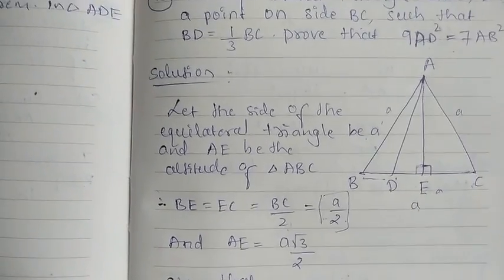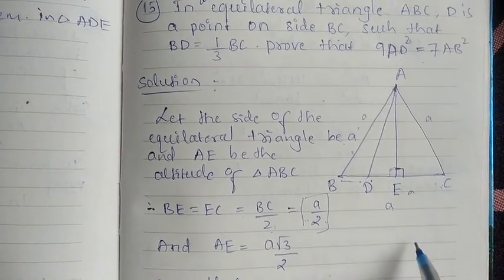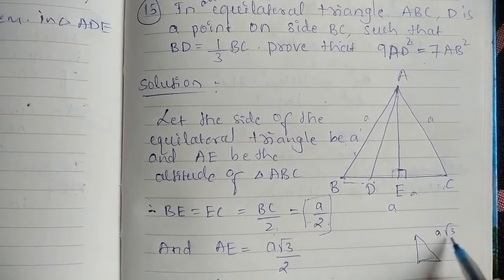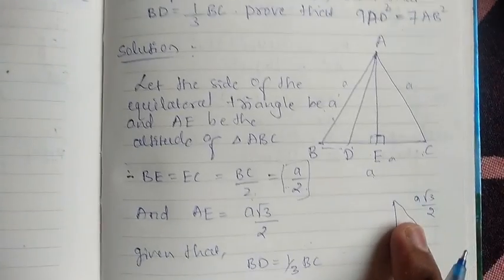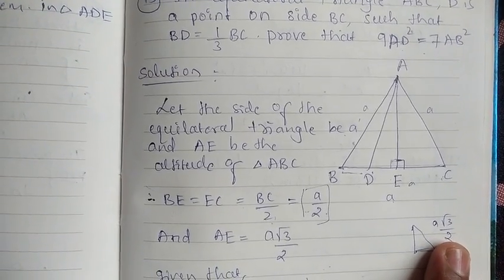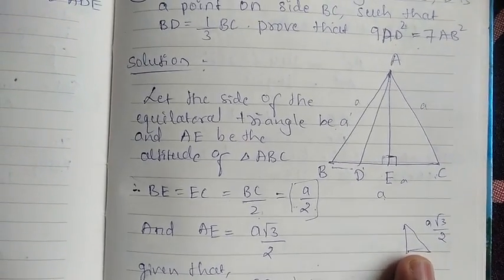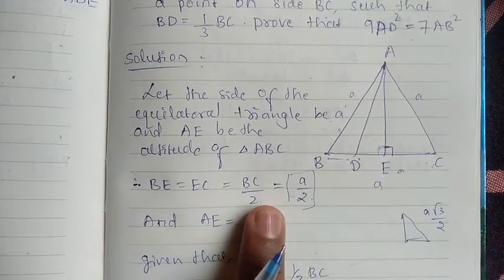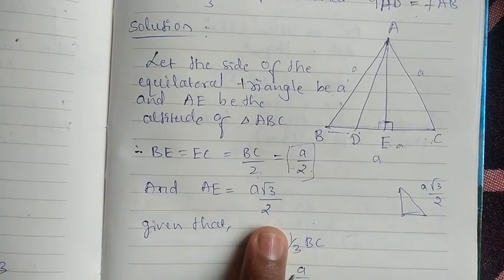This is a very important point you have to remember. In the previous class I also proved that in an equilateral triangle the altitude is root 3 by 2 into side. The side here is A. Remember, the height of the equilateral triangle is a formula: altitude is root 3 by 2 into side, and that side is A. Remember children. So here the altitude is AE, which is A into root 3 by 2.